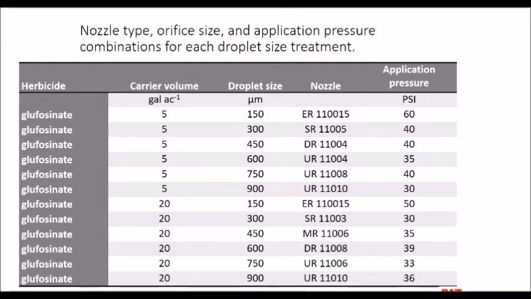So just to give you a little bit of a feel, we looked at 150 to 900 micron droplets at both 5 and 20 gallons per acre, using both glufosinate and dicamba. On this slide, you can see the combinations of nozzle, orifice size, and pressure, as well as the ratio of that pre-orifice to exit orifice in those Wilger nozzles that we used to deliver each of those different droplet sizes. So going in 150 micron intervals from 150 to 900 microns.